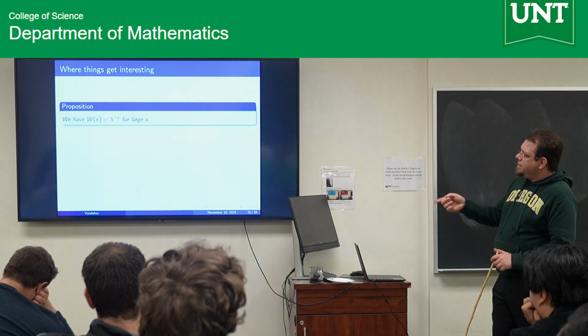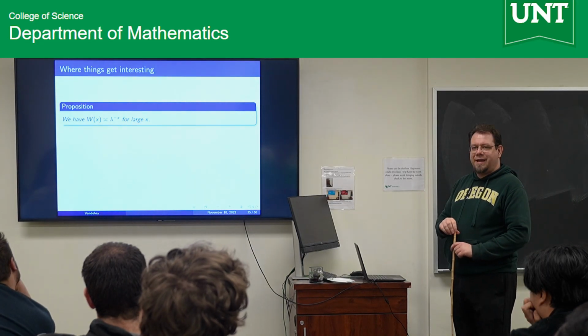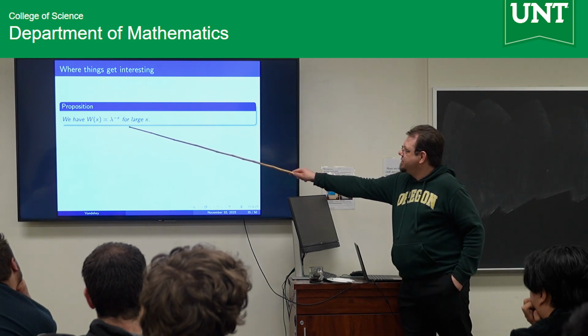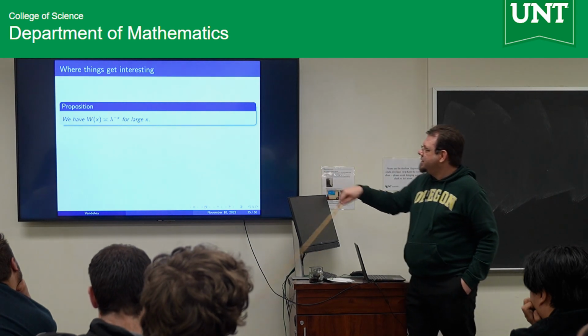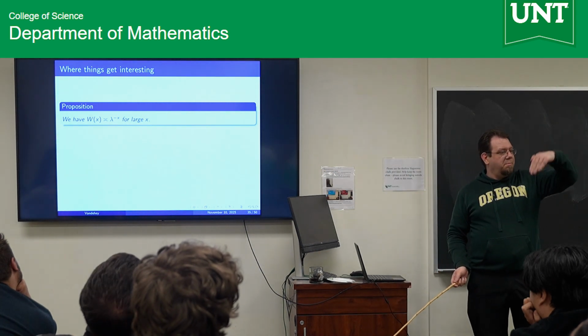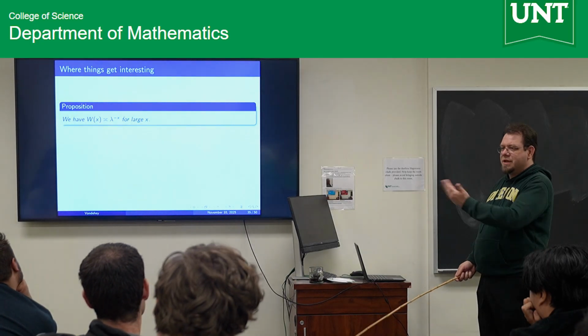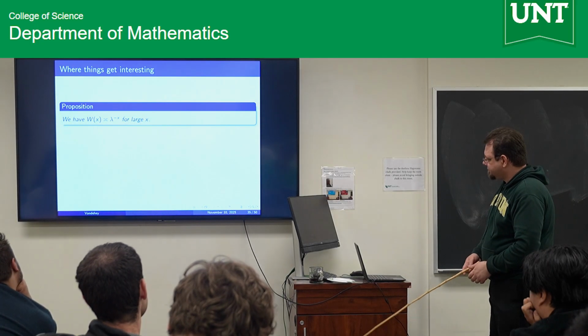Then, once you have that, you can show that your W of X function actually satisfies a nice asymptotic bound. Now, if you've not seen this notation before, what this means is that W of X is kind of bounded above and below by a constant times lambda to the negative X. So it's pretty darn close to this thing.